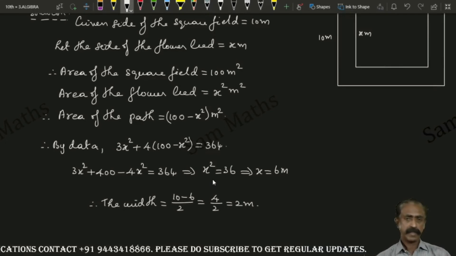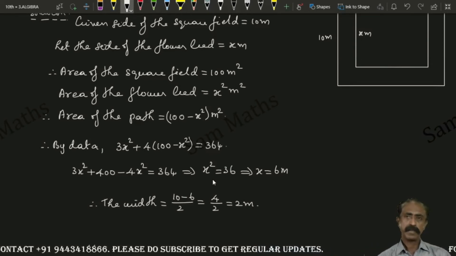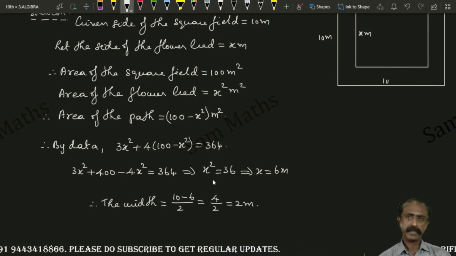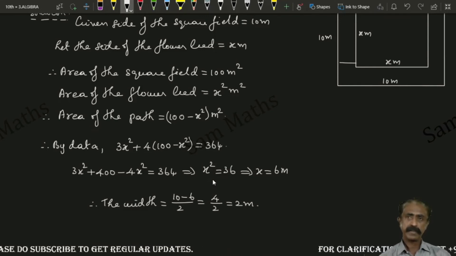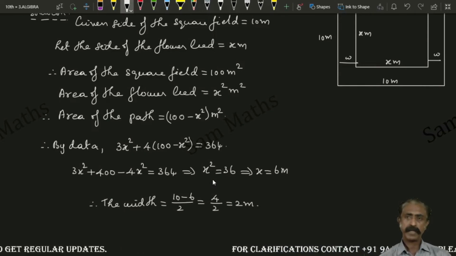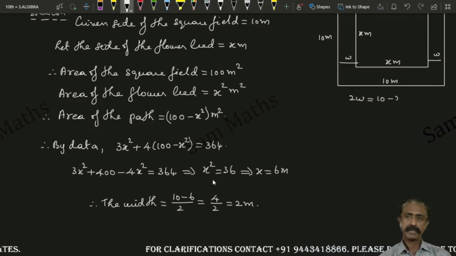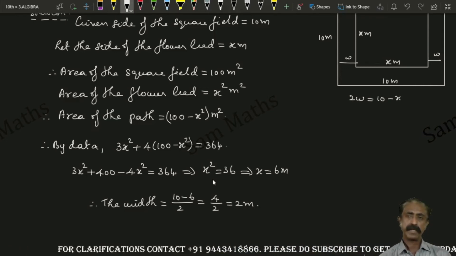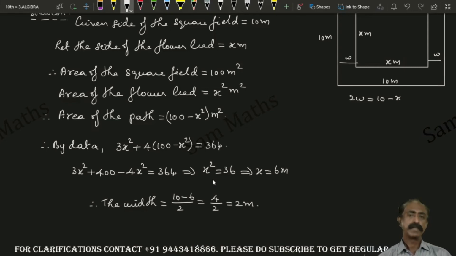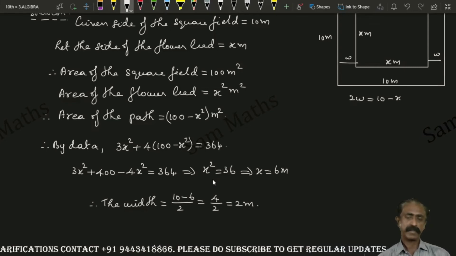Did you understand why we divided by 2? Here actually, this is 10 meters. This is x meters. The width is here, let it be w. This also w. So we are getting 2w is equal to 10 minus x. Clear, children? So we need only the width. Therefore, we divided by 2. Therefore, the width is 2 meters.